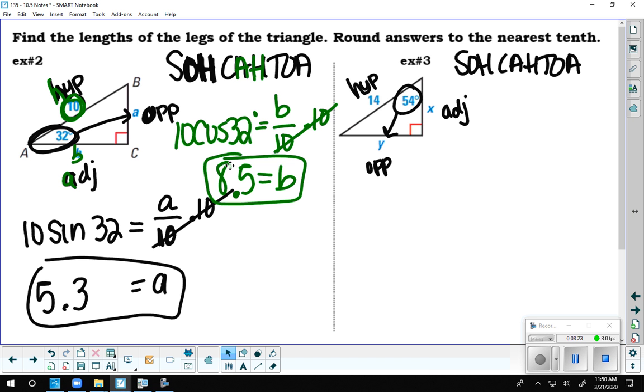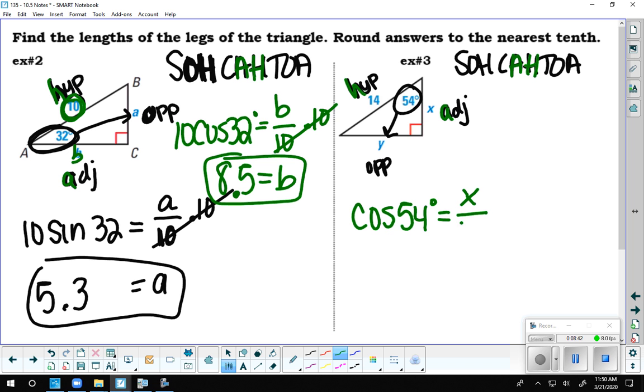So I'm going to start by finding X. Okay, X is the adjacent side, and we know the hypotenuse. So adjacent and hypotenuse means that I need to use the cosine trig ratio. So the cosine of the 54-degree angle equals the adjacent side, which is X, over the hypotenuse, which is 14.